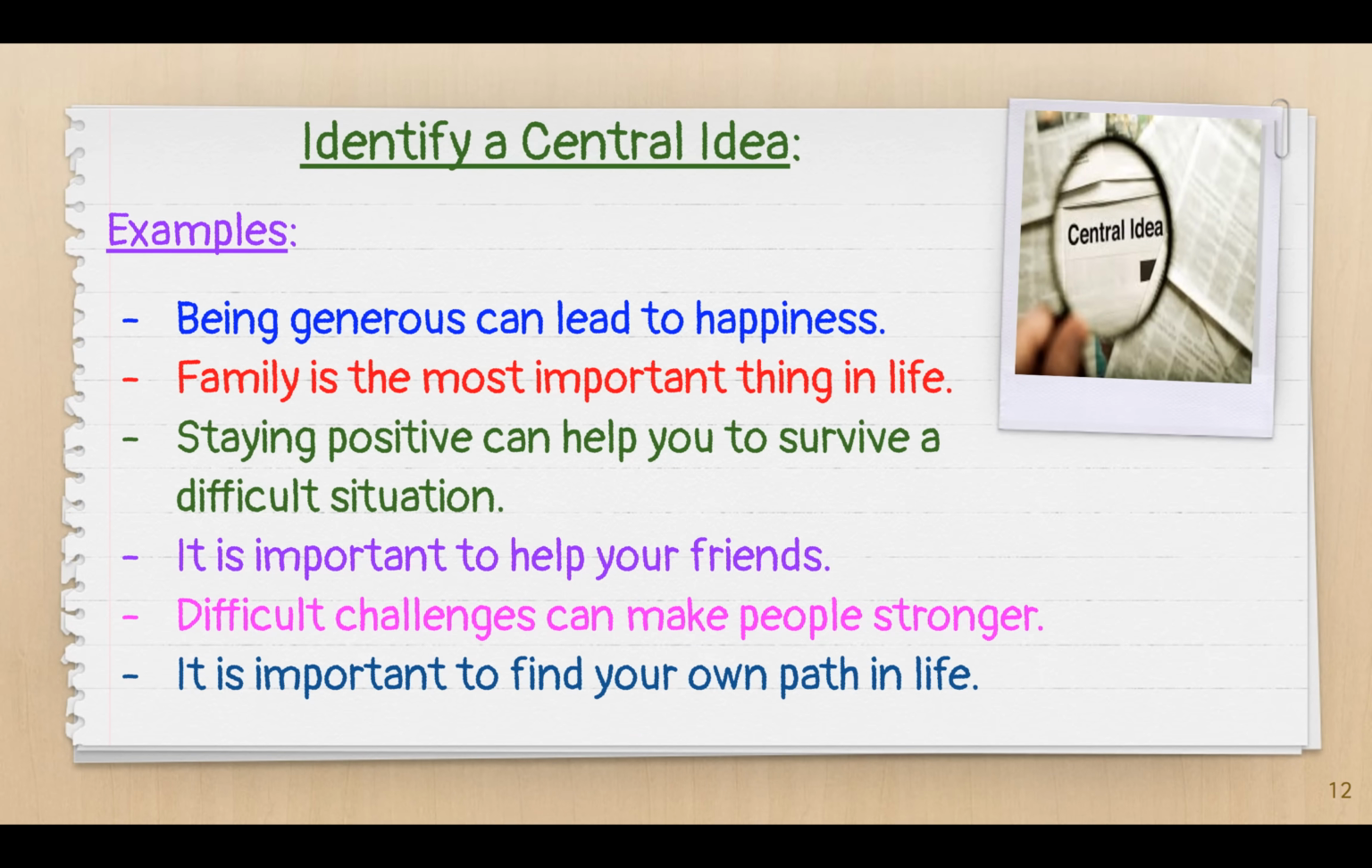Okay, so depending on what your story is about, obviously there are different types of central ideas, but notice that these are all statements about life, these types of central ideas. Being generous can lead to happiness. Family is the most important thing in life. Staying positive can help you to survive a difficult situation.